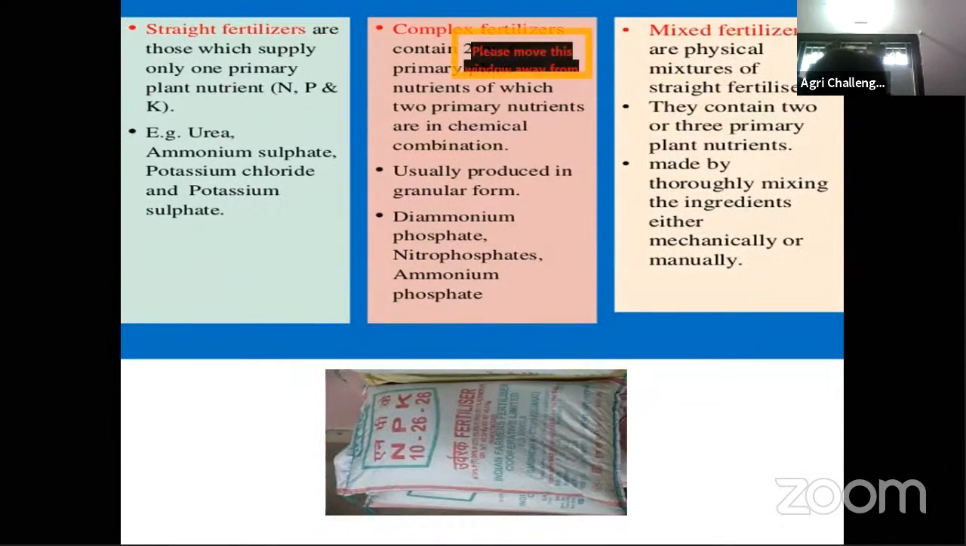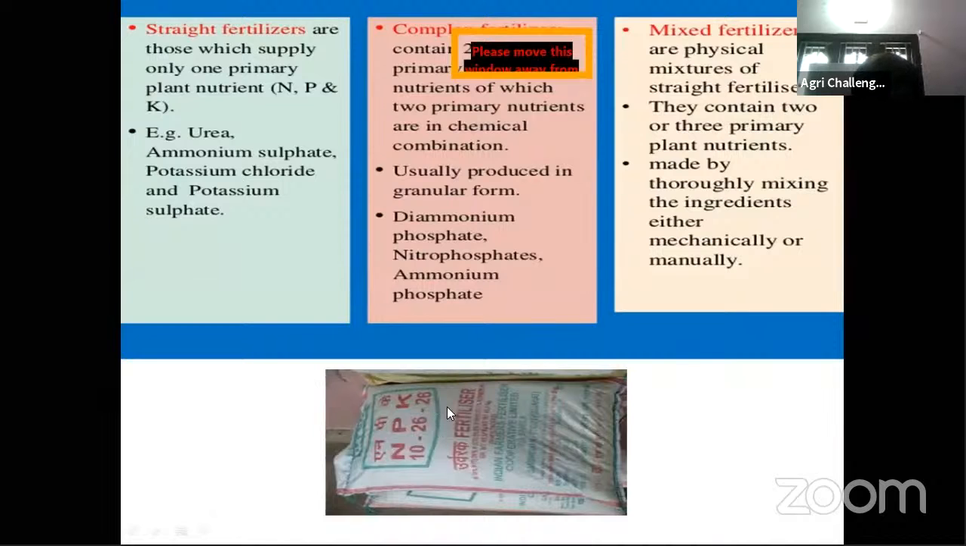But in your mixed fertilizers, it is different. You are simply mixing one bag of urea, one bag of KCl, and one bag of SSP together. These are physical mixtures of straight fertilizers. They contain two or three primary plant nutrients, made by mixing the ingredients either mechanically or manually. You can see NPK 10-26-26. This fertilizer grade indicates that out of 100 kg, there is 10 kg of N, 26 kg of P, and 26 kg of K.